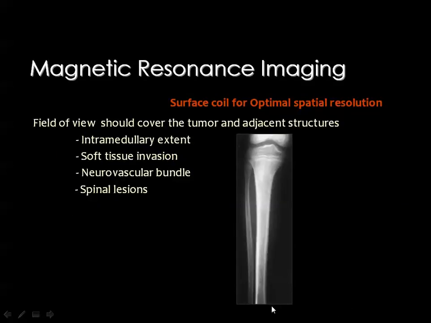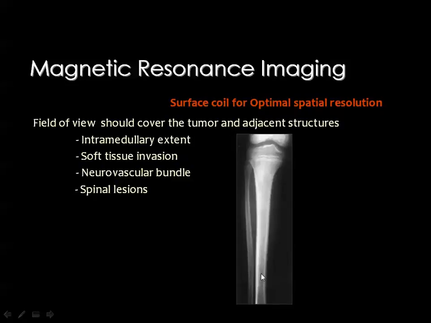And this is one of the major advantages of MRI, the evaluation of the bone marrow. If you look at this plain X-ray, you can appreciate that it looks almost normal, but if you look carefully, you can see this sclerosis in the proximal part of the tibia, and you can also appreciate the loss of demarcation between the cortex and the medulla.